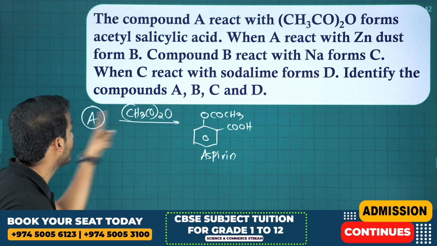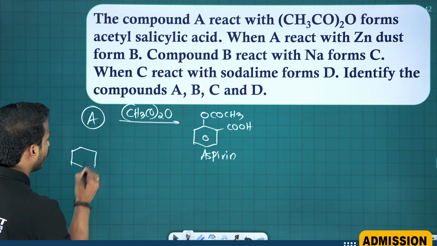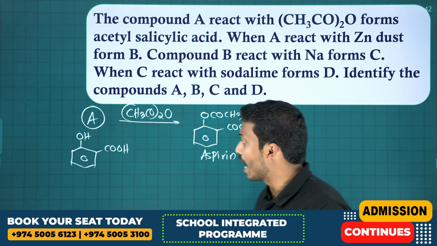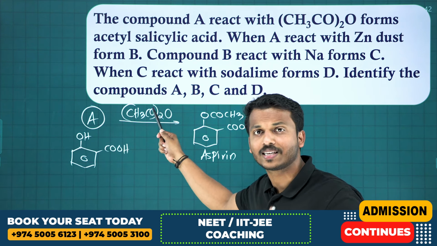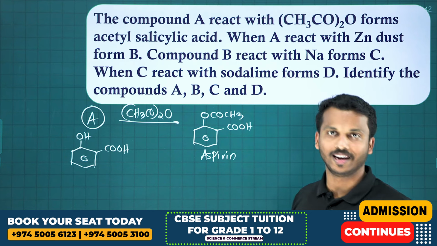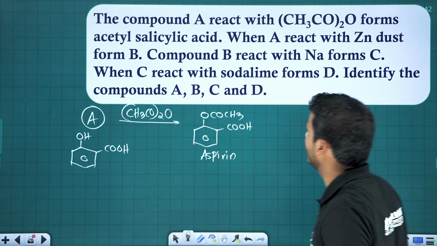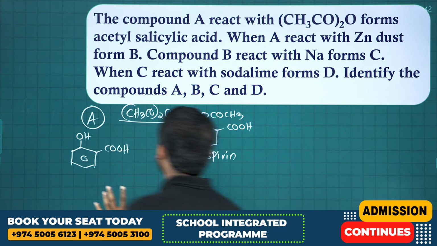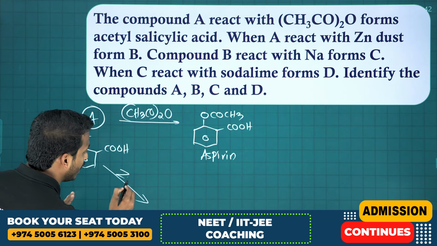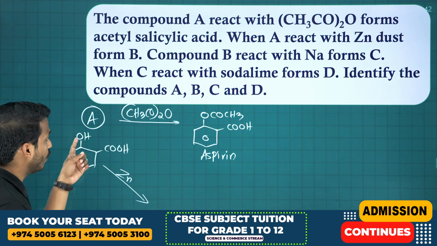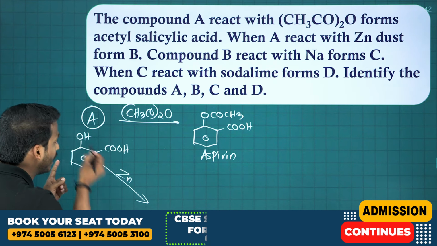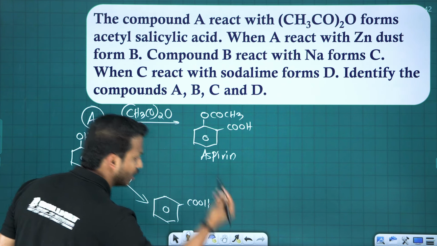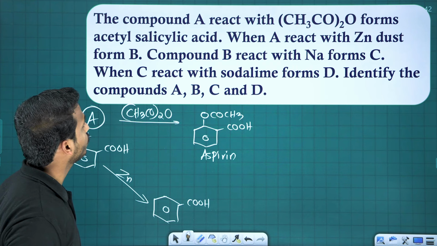We know how we prepare aspirin. Aspirin we prepare from salicylic acid. So A is our salicylic acid here. We studied that when salicylic acid reacts with acetic anhydride, we get aspirin. Ready? So A is salicylic acid. When A reacts with zinc dust, what happens? The phenol part becomes benzene, right? Zn takes this oxygen. So we get just COOH remaining there. So benzoic acid is compound B.